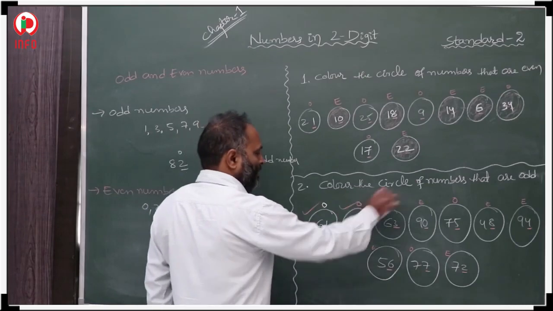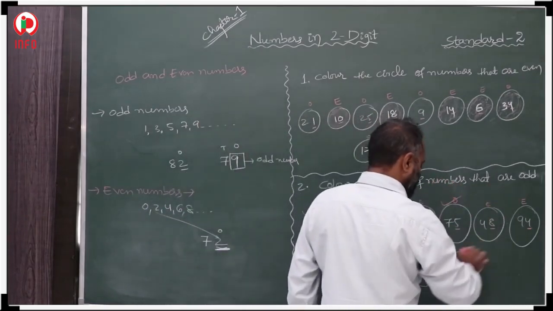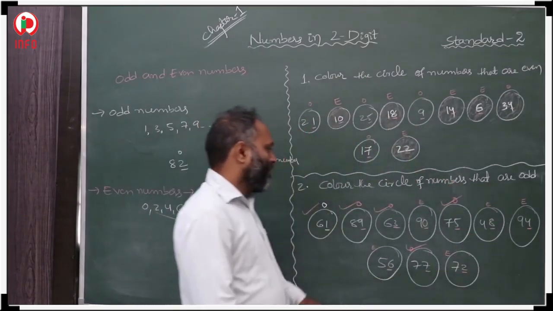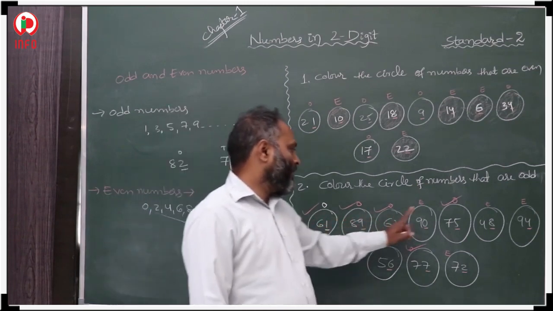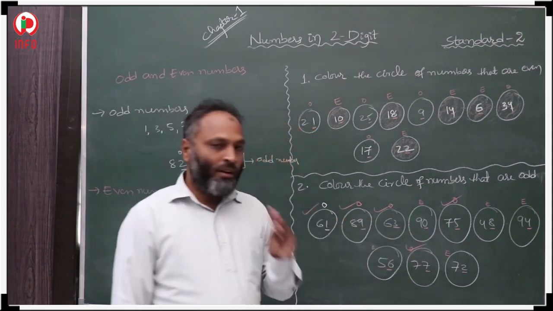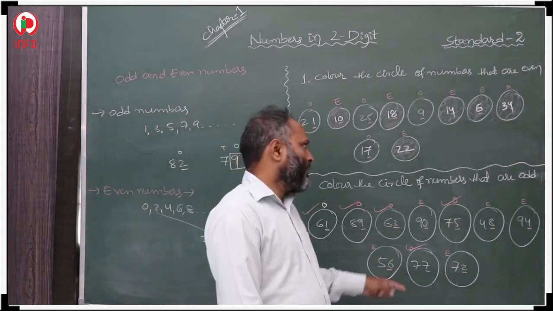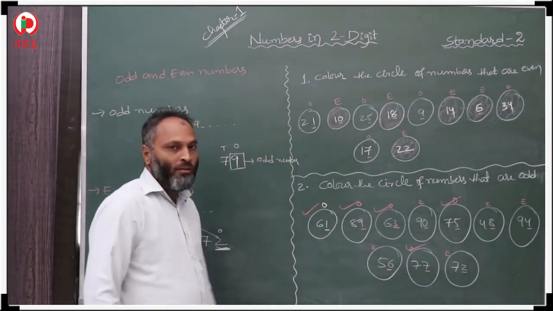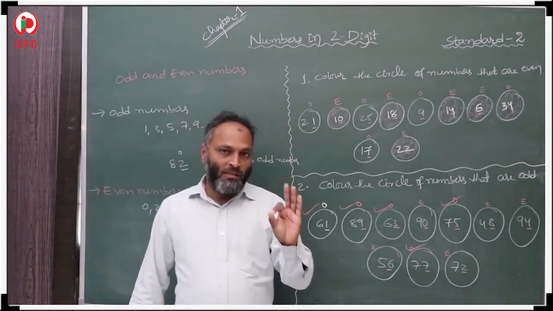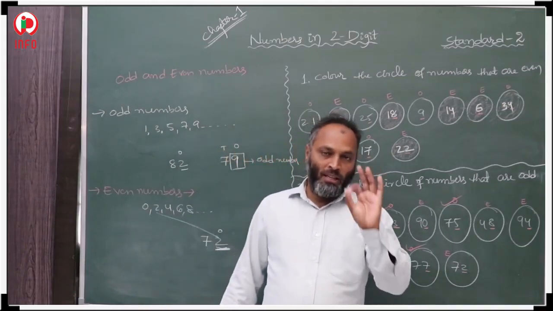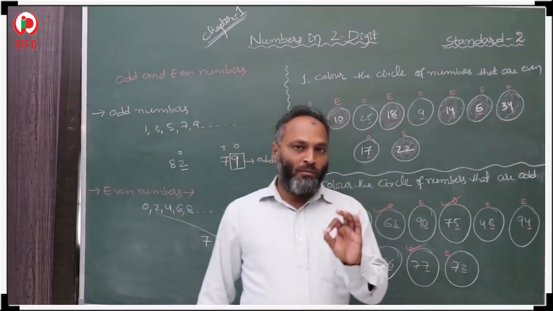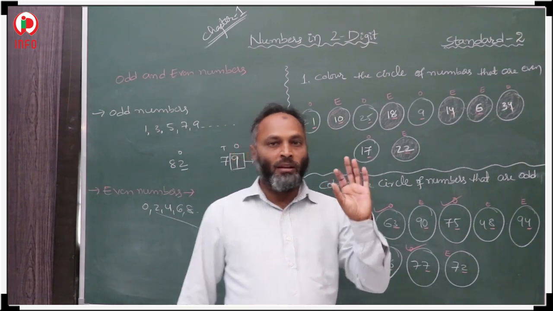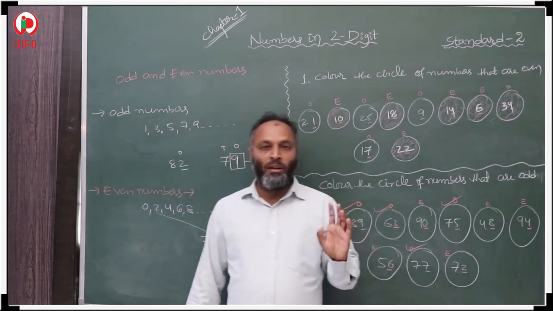So this one, this one, this one, this one, this. Total 5 circles, 1, 2, 3, 4, 5. 5 numbers are odd numbers. Then you color these circles. So if an odd number is in the ones place, then that is an odd number. If an even number is there, then the number is an even number. This is the concept for your even number and odd number.